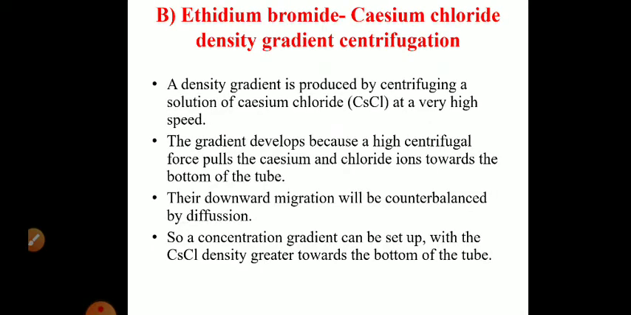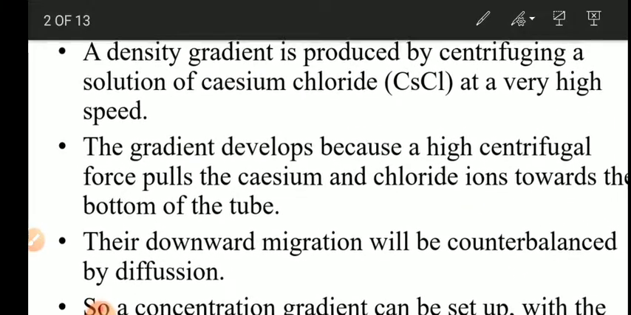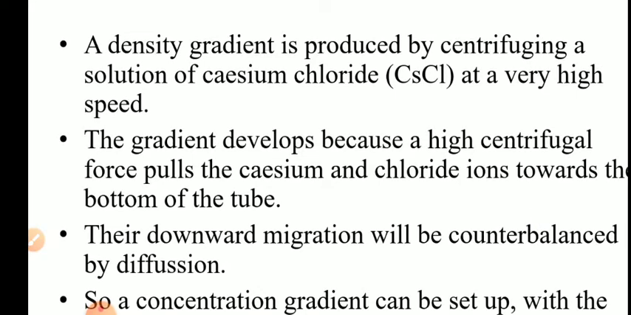Now let us discuss today another method of purification of plasmid DNA so that it is separated from genomic DNA. And what is that method? Ethidium bromide, cesium chloride, density gradient centrifugation. First of all, a density gradient is produced by centrifuging cesium chloride solution at a very high speed. Cesium chloride solution is filled in a tube and centrifuged at a very high speed so that a steep density gradient is created.